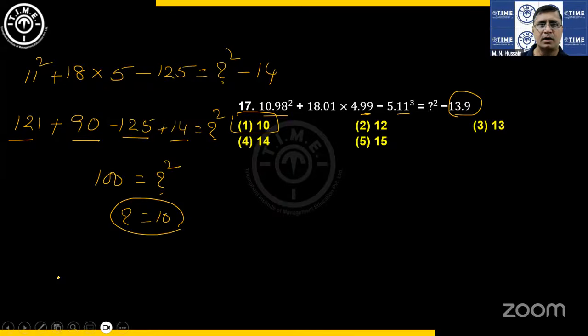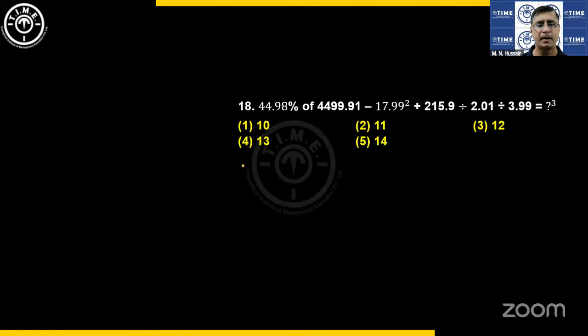Okay. Now moving to the next example, question number 18 on your screen. 44.98%. 0.98 is close to 1. So 45%. Here it is 44.99.91. 0.91 means close to 1. So here this will become 4,500. So 45% of 4,500 means the percentage and 0 get cancelled. So we can write 45 into 45.